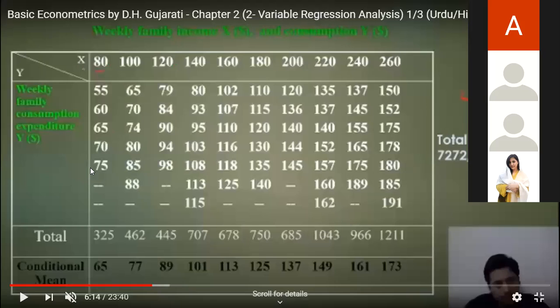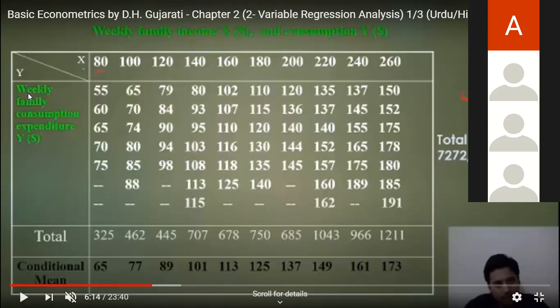So here, these are all the families in that locality. How many families are there? 60 families. And income groups are here: 80, 100, 120, 140, 160, and so on. So here is X. These are X's. Here on this side, Y values. Y means weekly family consumption expenditure here. Weekly family income on that side.